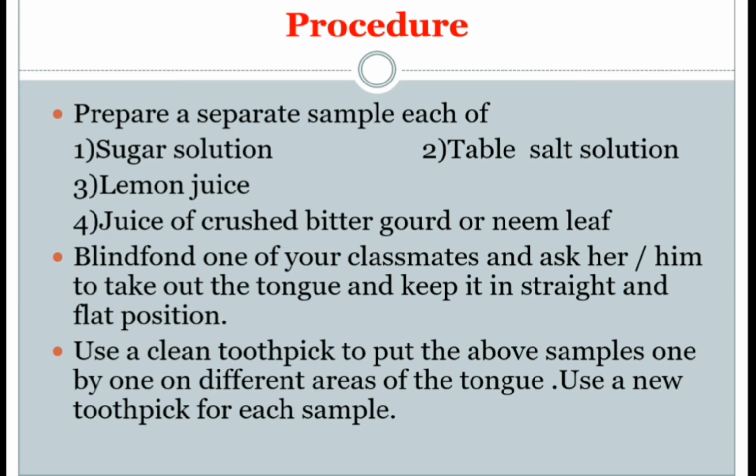The taste buds detect sweet taste on the tip of the tongue, salty taste on the sides, then the back side of it for sour taste, and the posterior region of the tongue for bitter taste.